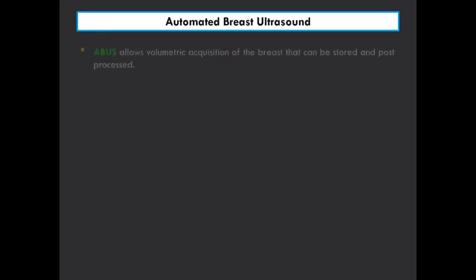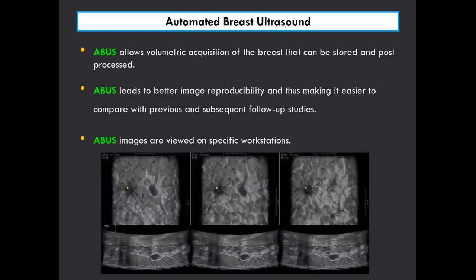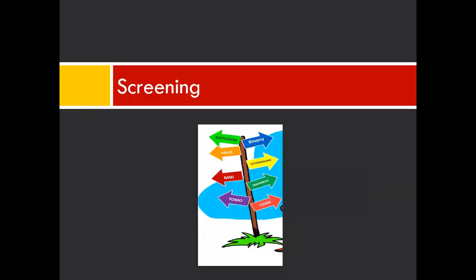ABUS allows volumetric acquisition of the breast that can be stored and post-processed, and it leads to better image reproducibility, thus making it easier to compare with previous and subsequent follow-up studies of the same patient. The ABUS images are viewed on specific workstations in both a 3D and a 2D model. And now we go back to our clinical scenarios.